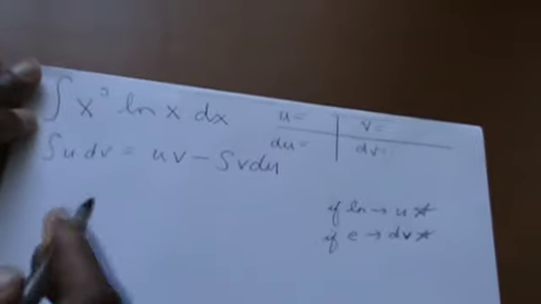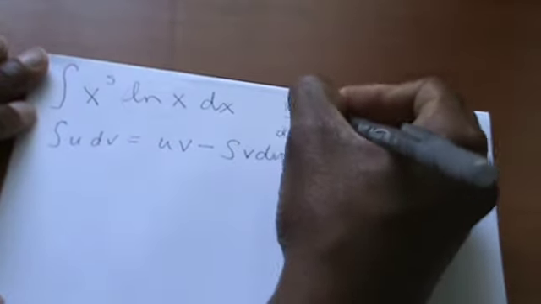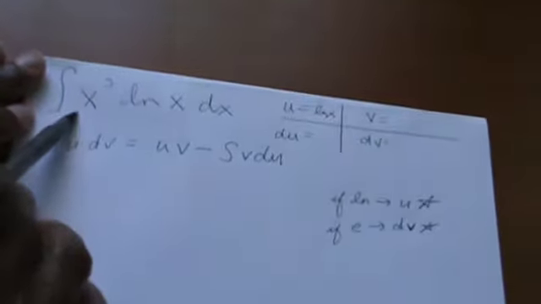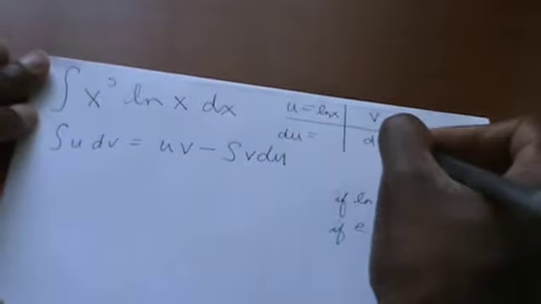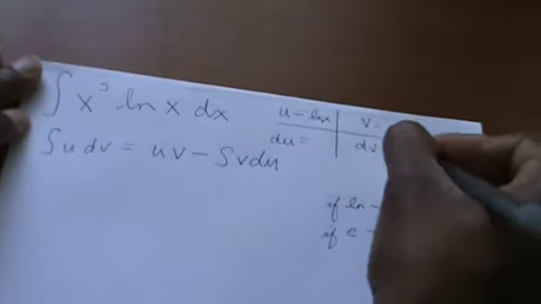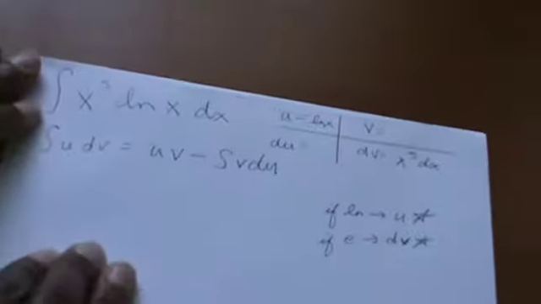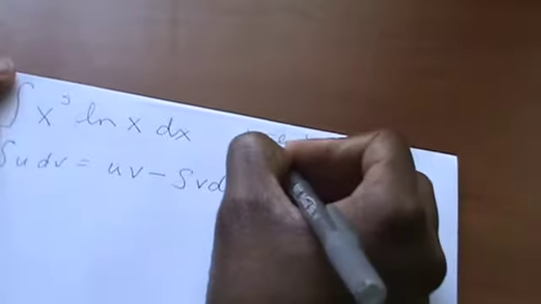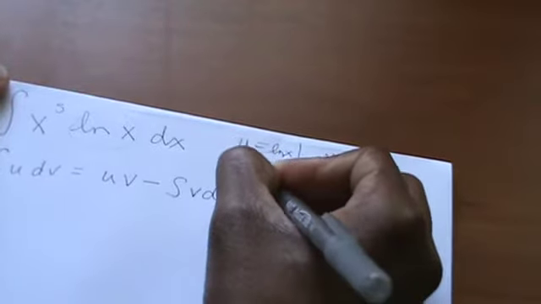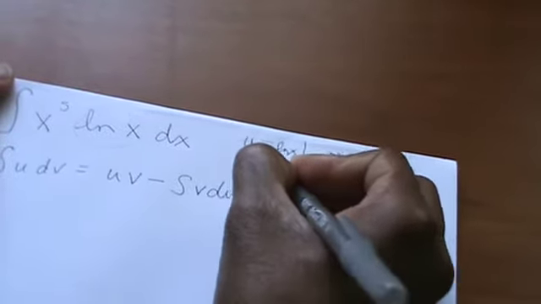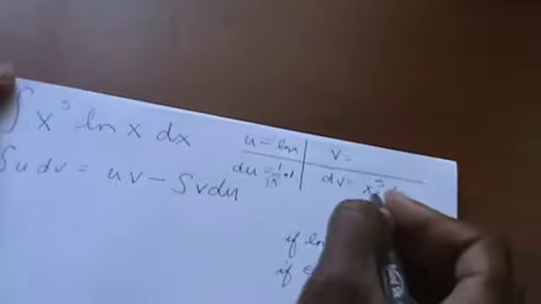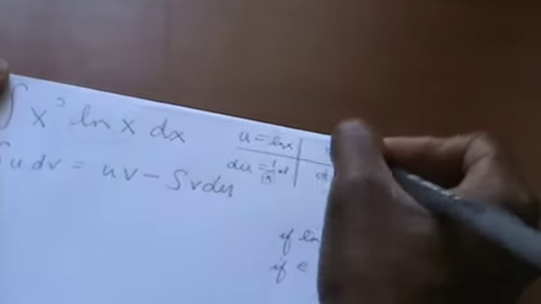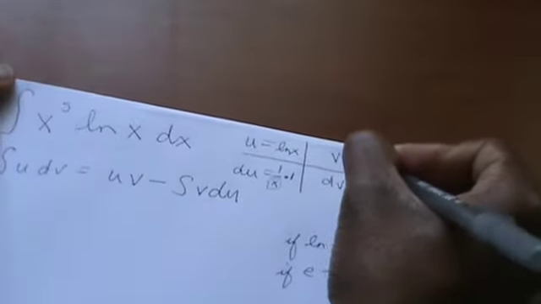Alright, so let me try that. That means my u should be this natural log of x, so ln of x. And my dv is the rest of it, x to the fifth dx. So my du, the derivative of natural log of x, is 1 over x times the derivative of what I have down here, which is a 1. And then the antiderivative of x to the fifth dx.